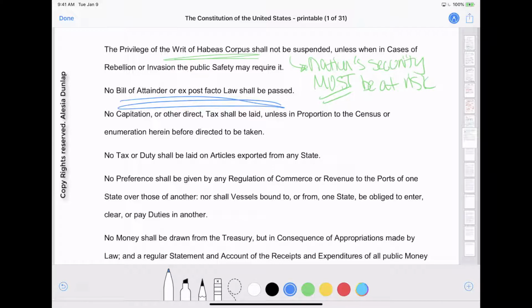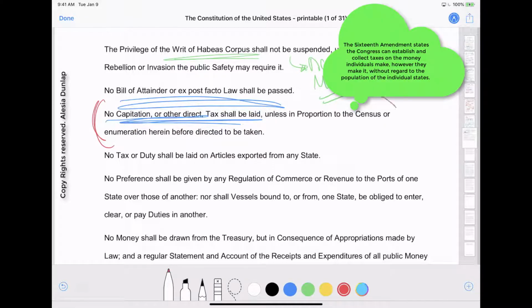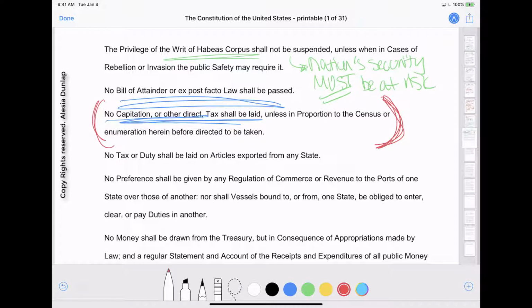All right, Congress cannot tax individuals directly unless it taxes every citizen counted in the census mentioned earlier. And this was changed by the 16th Amendment. Congress can't tax anything that the states export.